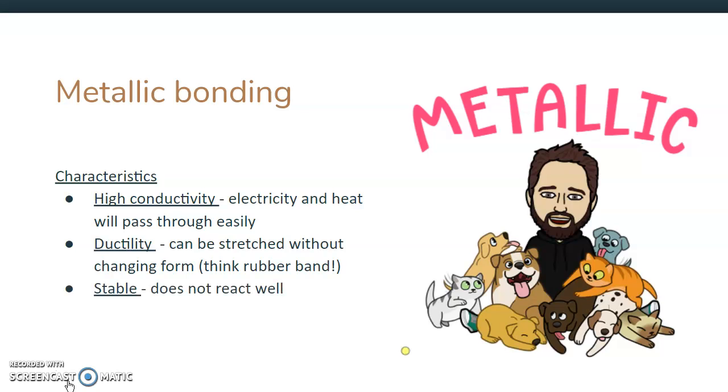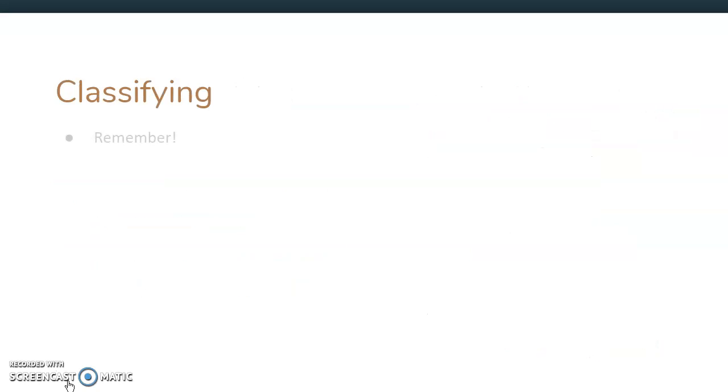And then our last one is that they're very stable, meaning that they don't like to react with other things. Our alkali metals, for example, when we learned about those, the group of the periodic table that would react with water a lot would be unstable. So anything that doesn't really react is a very stable element.